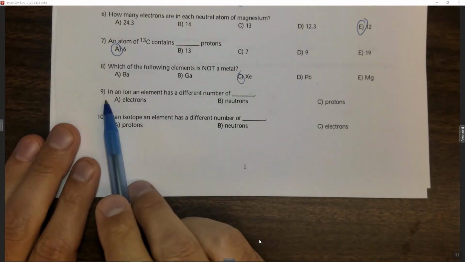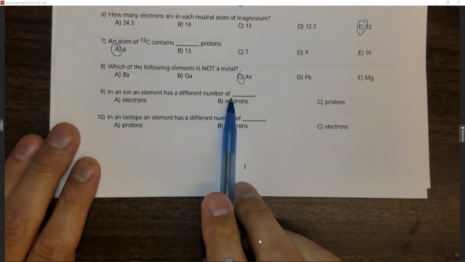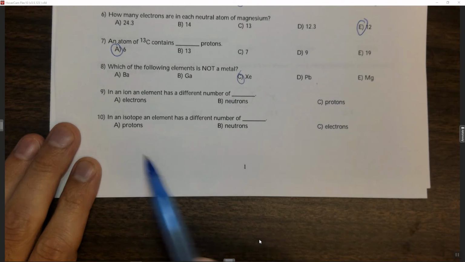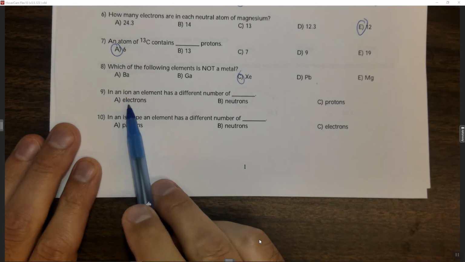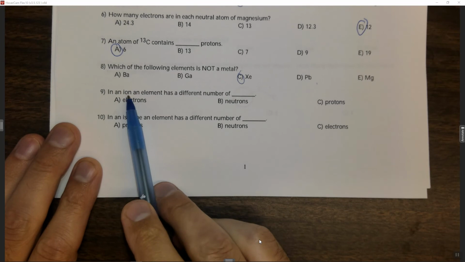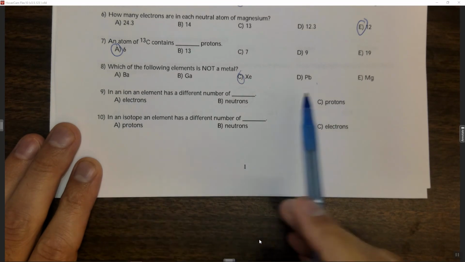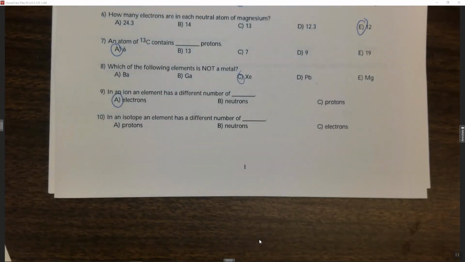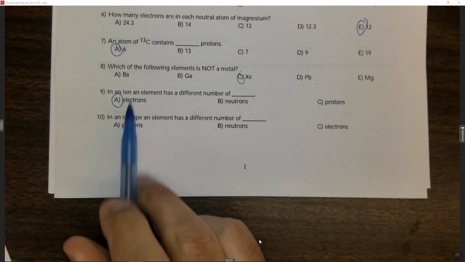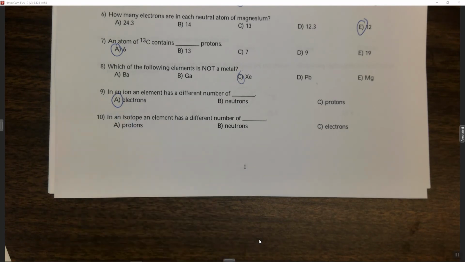Number 9 says, an ion is an element that has a different number of blank. An ion is an atom with a charge. It could be a positive charge, that's a cation, or a negative charge, that's an anion, but an ion is an element with a charge. The way you get a charge is to have a different number of electrons. If something loses electrons, it will have more protons than electrons, and it will be positively charged. If something gains electrons, it will have more electrons than protons, and it will become negatively charged, but either of these atoms with charges are ions.